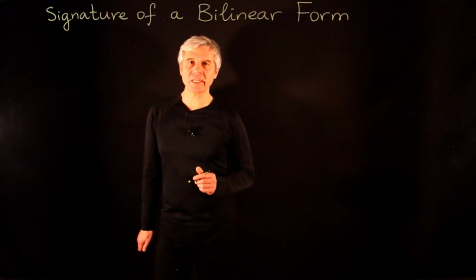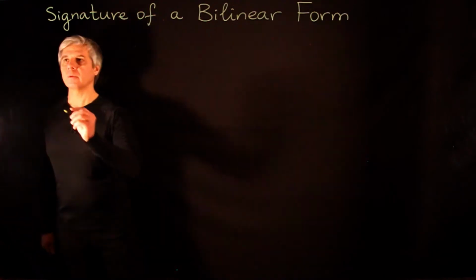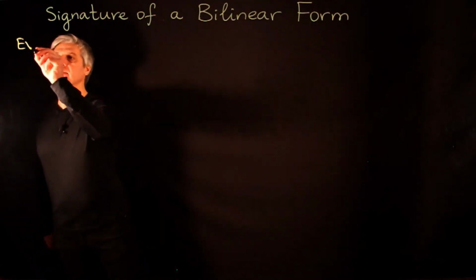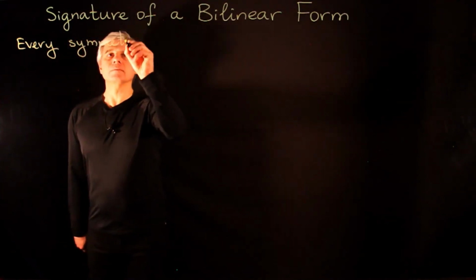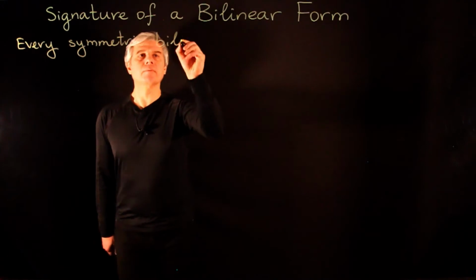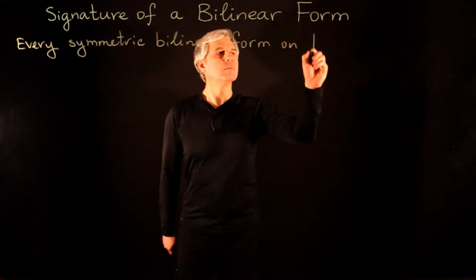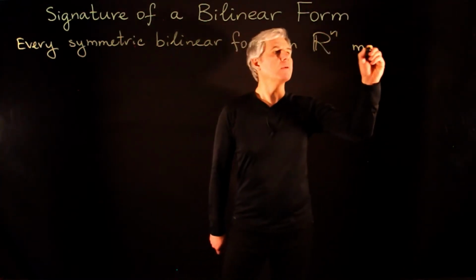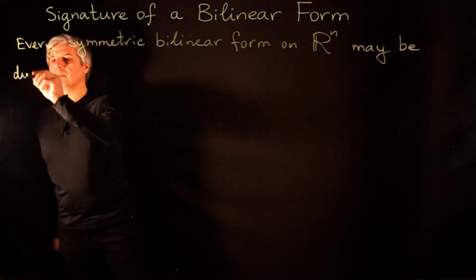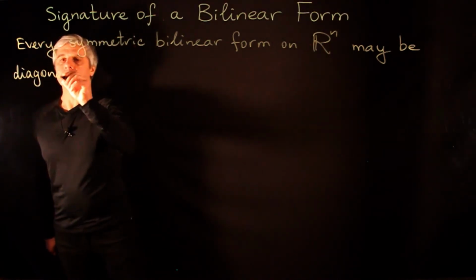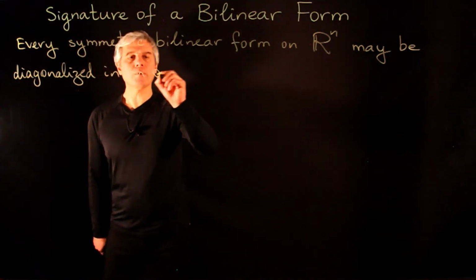Today, we're going to discuss in detail the properties of eigenvalues of bilinear forms. We saw that every symmetric bilinear form on Rn may be diagonalized in an orthonormal basis.